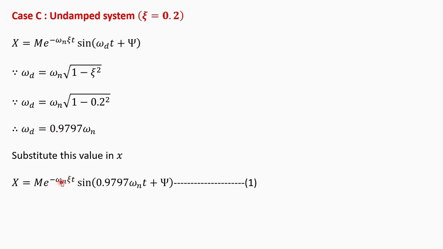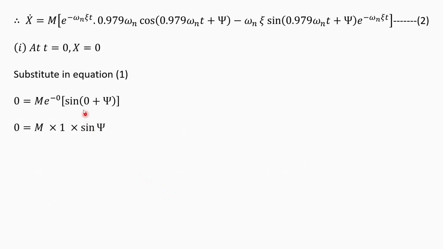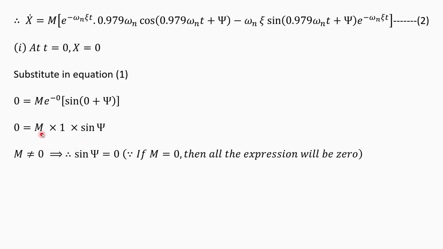So it is e raised to minus this term multiplied by 0, that is 0. Here also this is 0. So substitute these values. So sine 0 plus psi. So e raised to minus 0 is 1. This is sine 0 plus psi, that is sine psi. Now m cannot be equal to 0 because it is a constant term. So sine psi has to be equal to 0. So we can say that psi will be equal to sine inverse of 0, that is nothing but 0. So phase angle is 0.